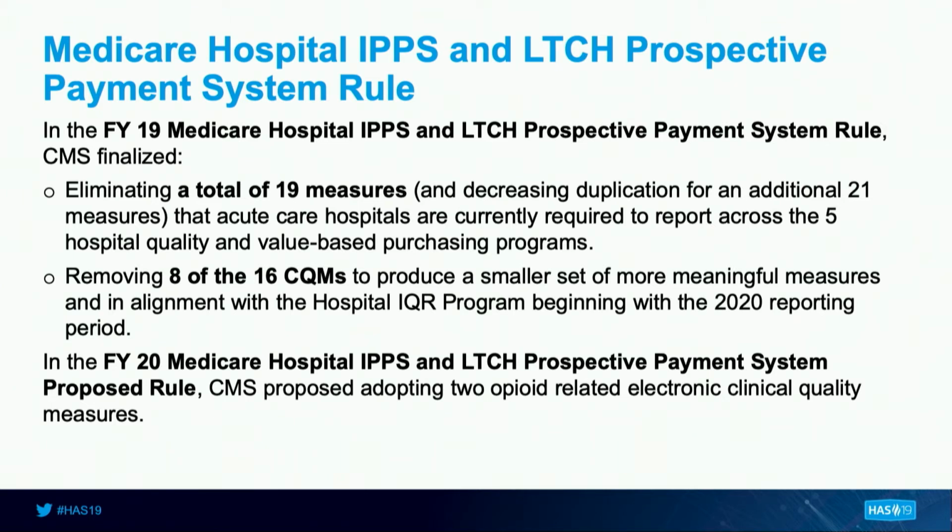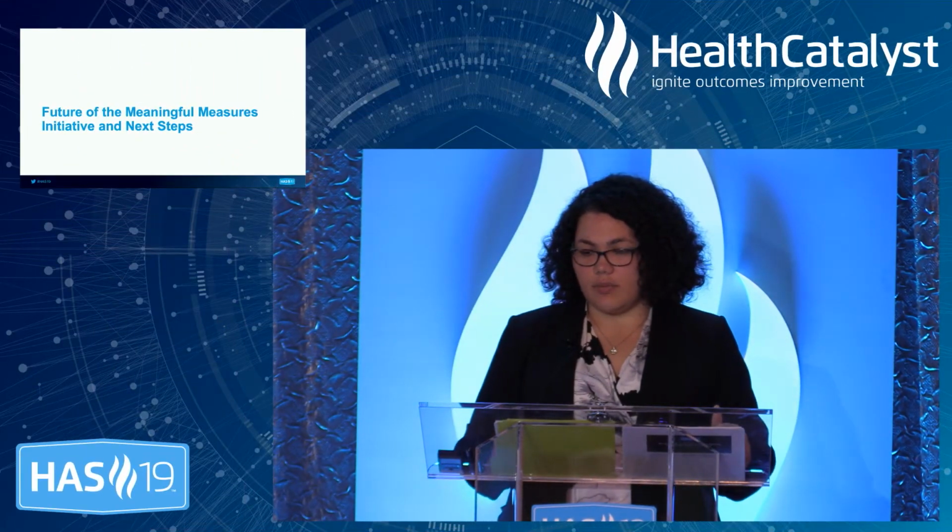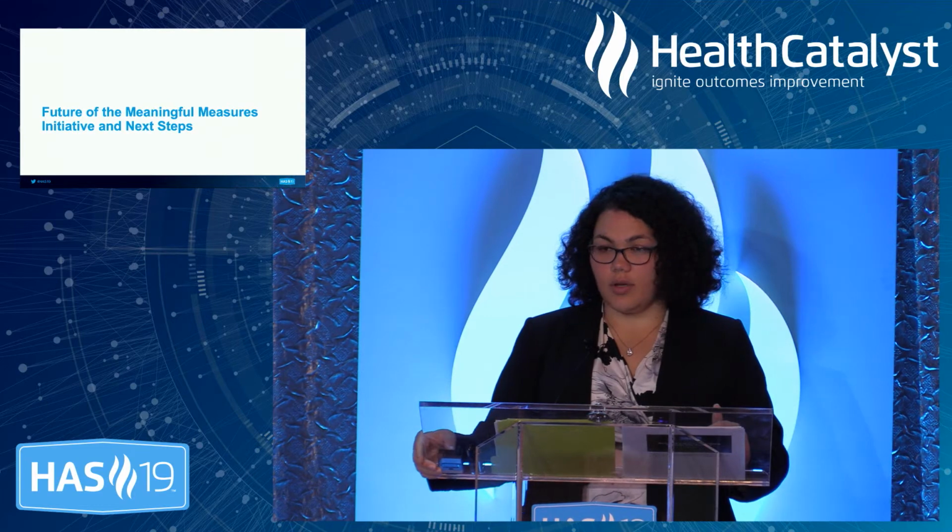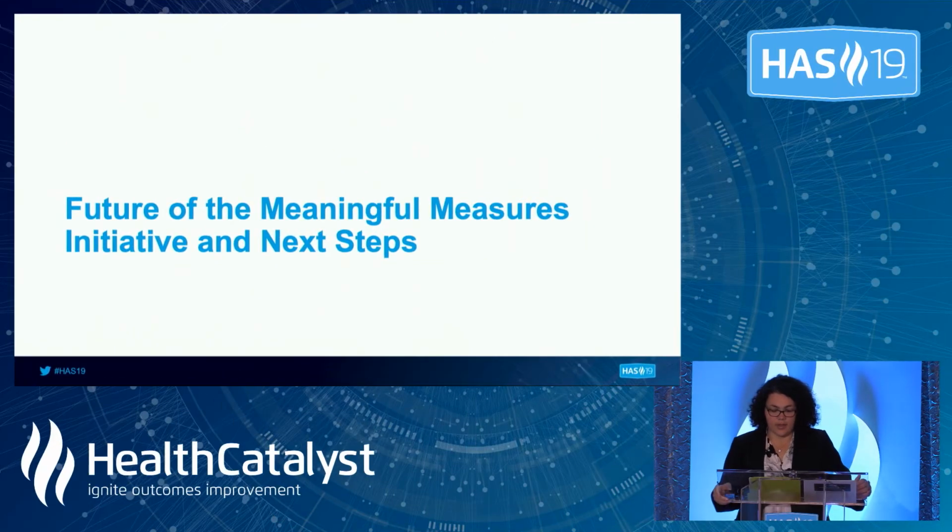But we're also using Meaningful Measures to guide our future measure development as well. And really say, where should we be going? What measures should we be developing? And so in that same rule where we eliminated 19 measures, we also proposed and finalized the adoption of 2 opioid-related measures that were ECQMs. So we're working at it in both directions. Like I said, it's been about 2 years. We're constantly reevaluating and updating our initiatives and our frameworks and making sure that we're staying relevant to the work and letting it grow organically.